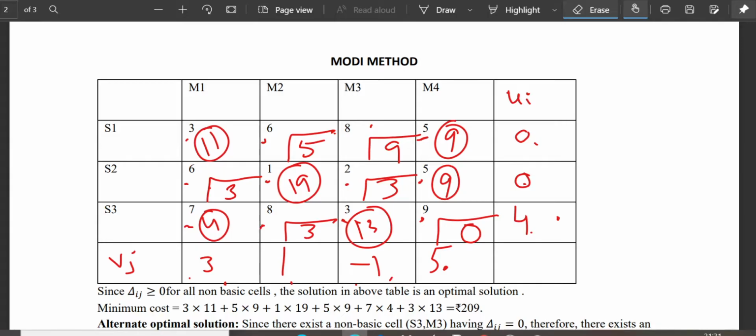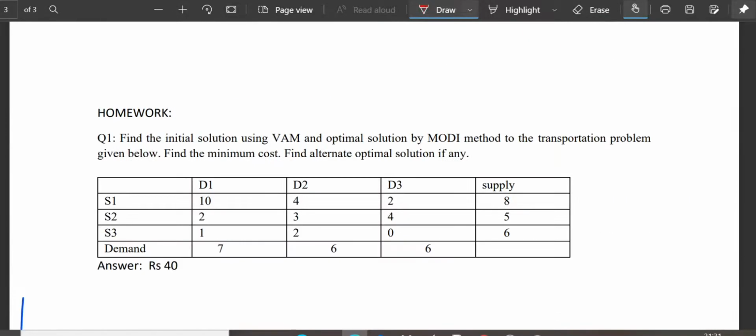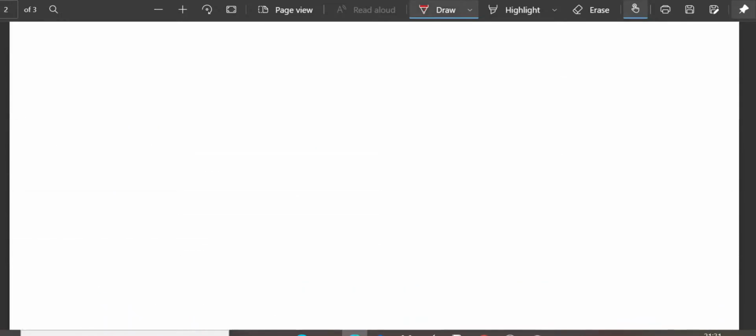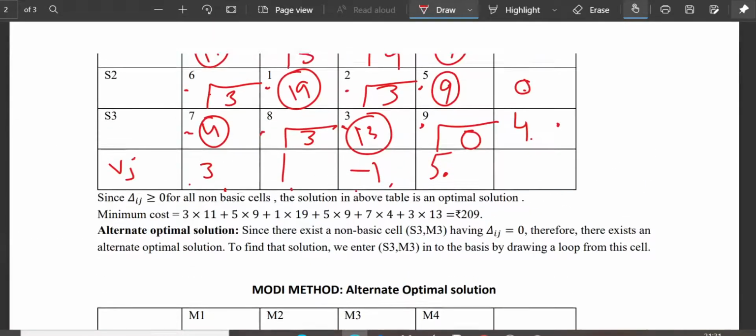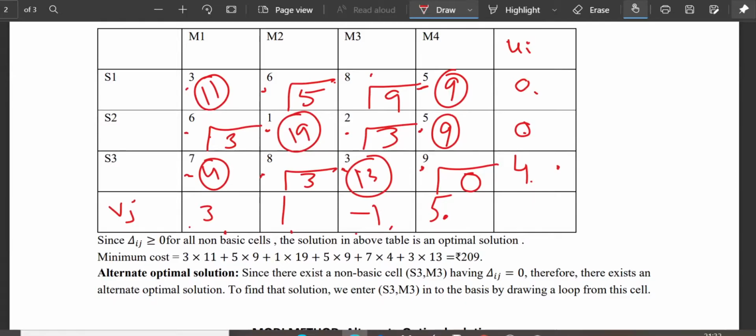So no need to draw the loop now. This is the optimal solution. We will calculate the cost here. You all can see the cost is 3 into 11, 6 into 5, 3 into 11, 5 into this 9. Circles are to be multiplied by the corresponding Cij. 1 into 19, 5 into 9, 7 into 4, 3 into 13. When you calculate, it becomes 209.